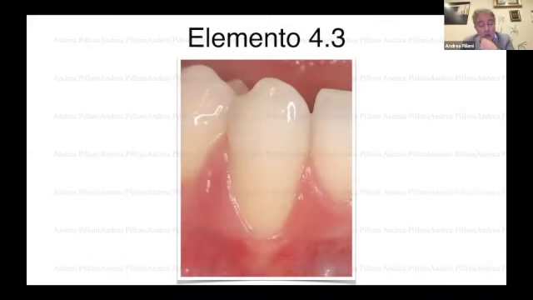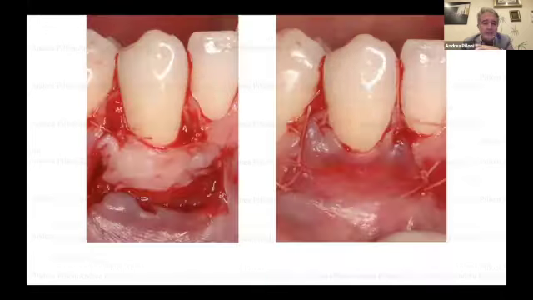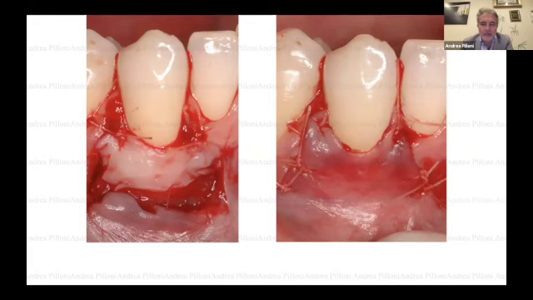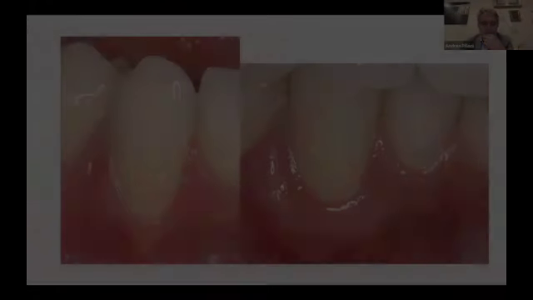We are also running a study looking at the effectiveness of HA when there is the need of a connective tissue graft in Miller class 2. So there is the need to put a connective tissue graft taken from the palate with HA and a flap without tension. This is the healing at 12 months.